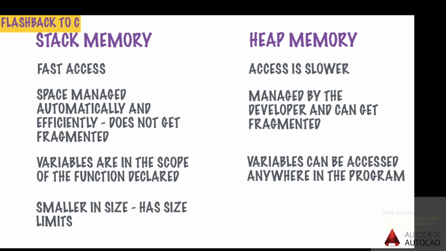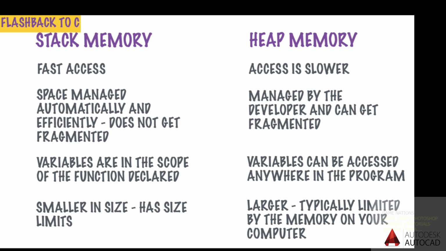The CPU and the C program together have to partition the memory into stack memory, those which is used for stack, and those that will be used for heap. The stack memory typically tends to be smaller in size. There is a clear size limit. So you can't put an infinite number of variables in the stack memory. Heap memory tends to be much larger. It's only limited by the amount of memory that's present on your computer.